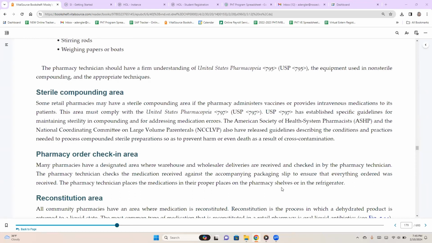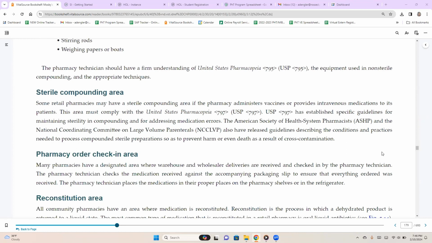Sterile compounding area. Some retail pharmacies have a sterile compounding area if the pharmacy administers vaccines or provides intravenous medications to its patients. The area must comply with the United States Pharmacopoeia 797, which has established specific guidelines for maintaining sterility and compounding and for addressing medication errors.